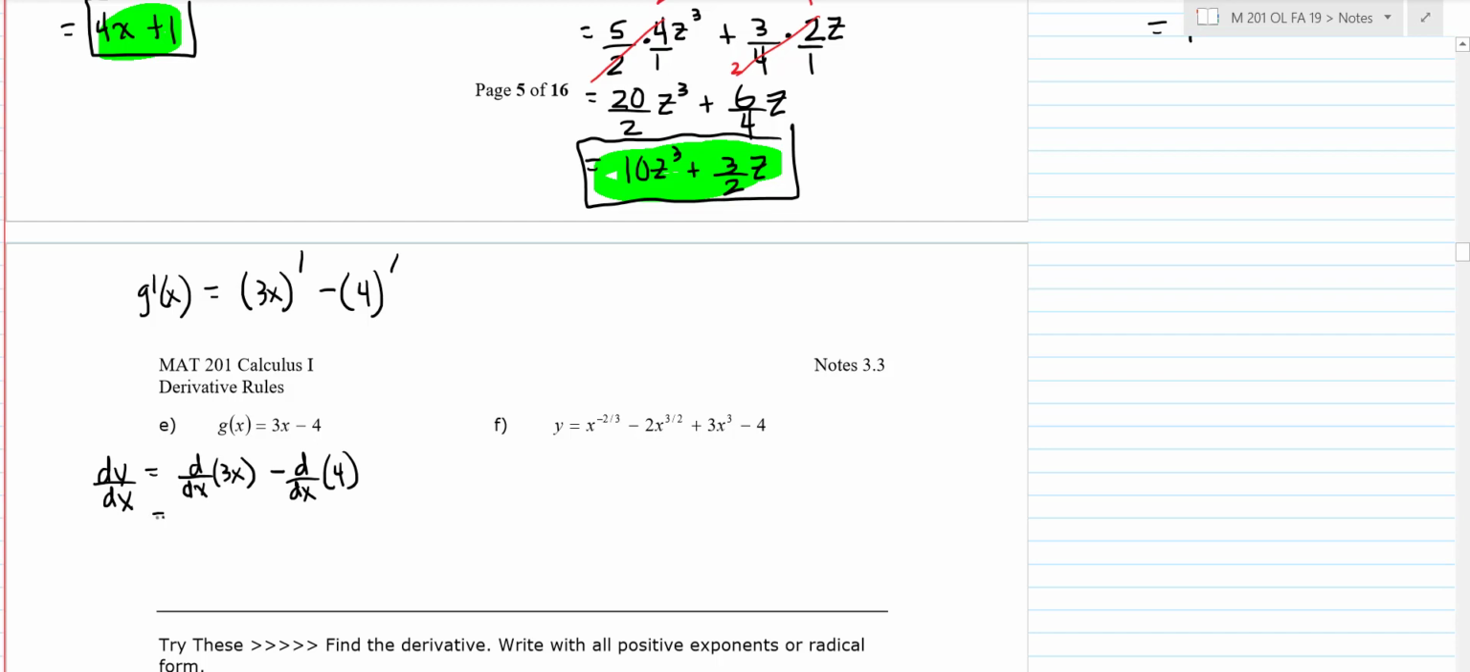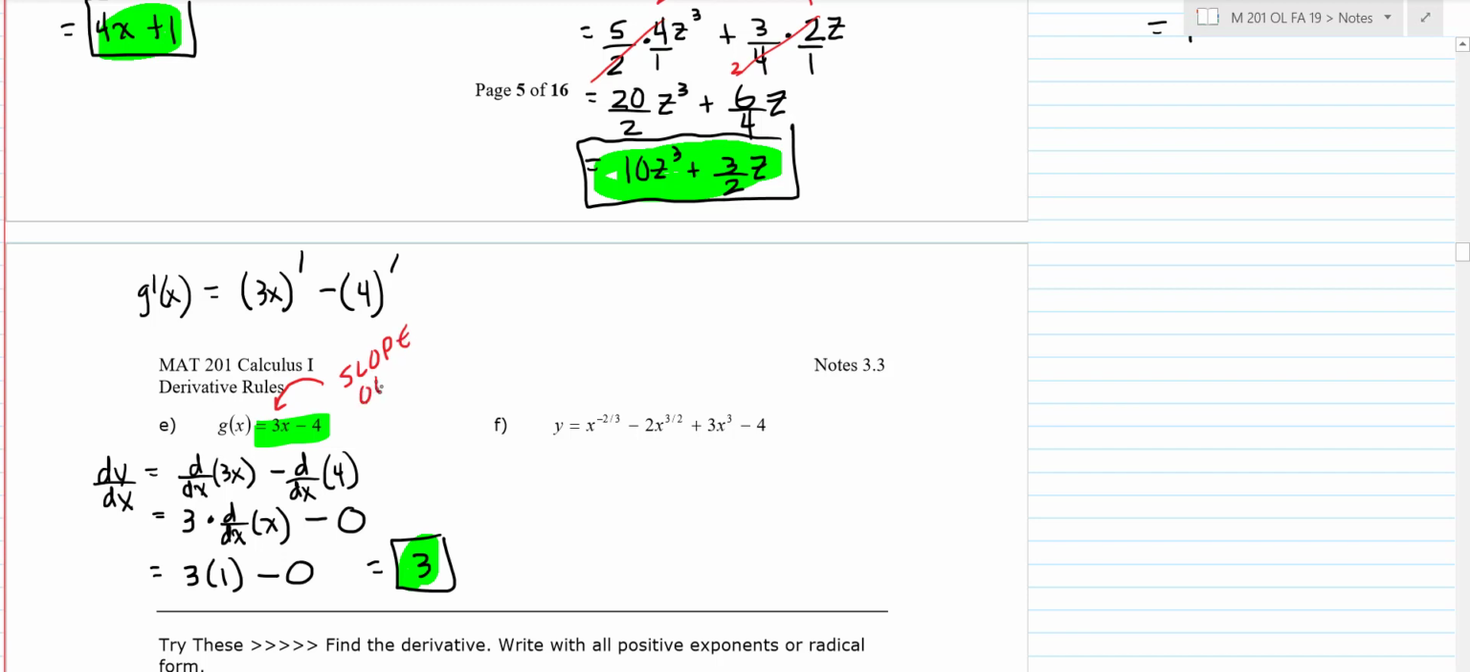So I'm going to write this as 3 times the derivative of x. And then the derivative of 4 is 0 because it's a constant. Okay, and then the derivative of x is 1. So you'd have 3 minus 0. That derivative would be 3. Now that problem right there, you're not going to typically go over that. This is a line. That's y equals mx plus b. So the slope of the tangent line is going to be equal to 3. You can do that in your head. Boom. 1 second and you're done. Okay, that's the idea.